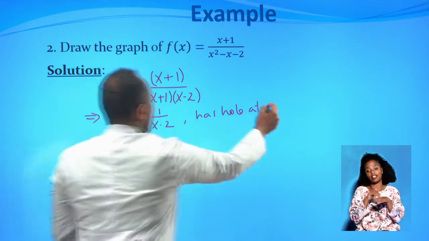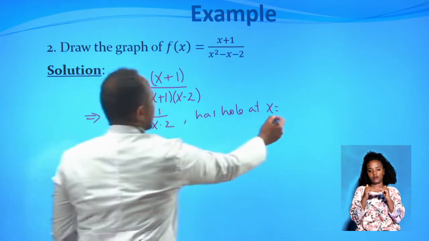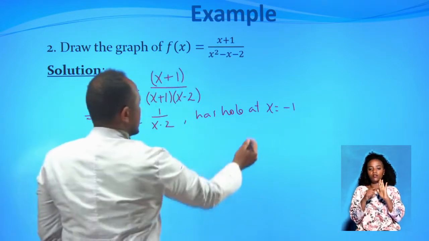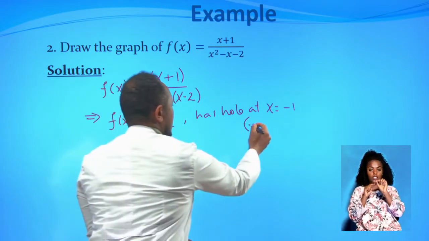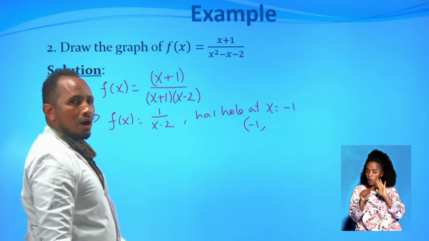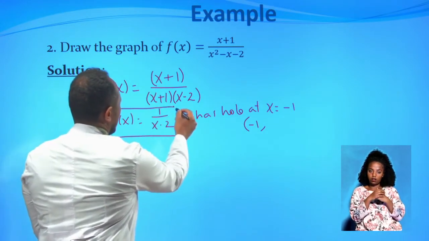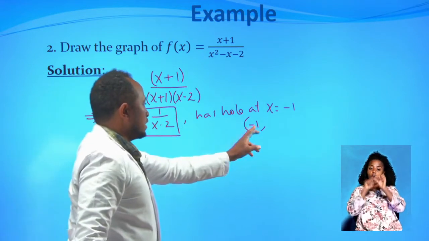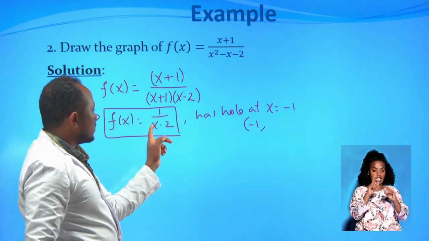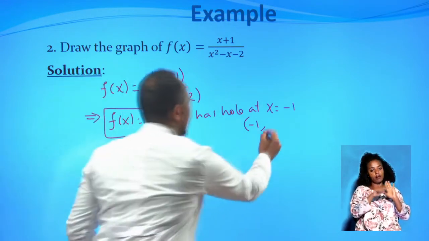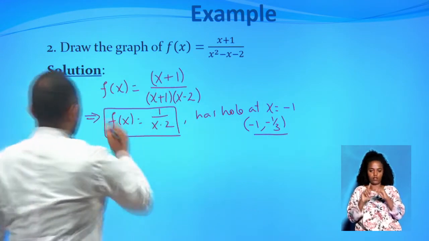It has a hole at x equals negative 1, which means it has a hole at which point? Negative 1, comma, our simplified function. When you put negative 1 here, you have 1 over minus 1 minus 2, which is minus 1/3. It has a hole at this point. Okay, this is the first one.